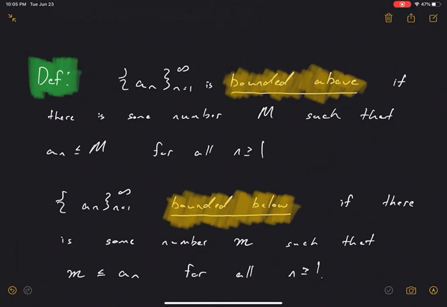Let's say we have a sequence a_n. We say it's bounded above if there's some number, capital M, such that a_n is less than or equal to M for all n greater than or equal to 1. Maybe you think, can a sequence be bounded? Yeah, of course.